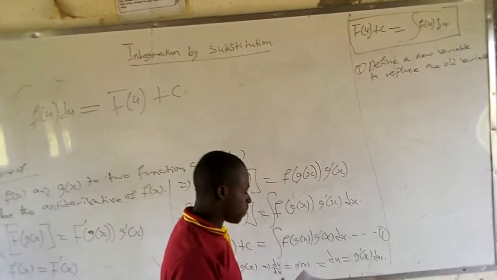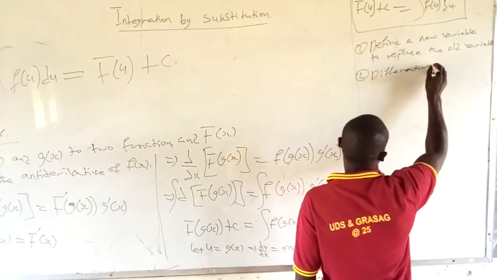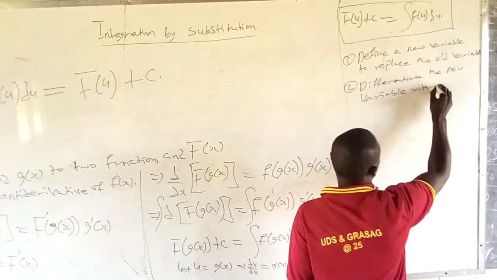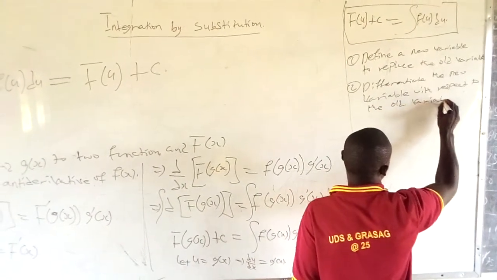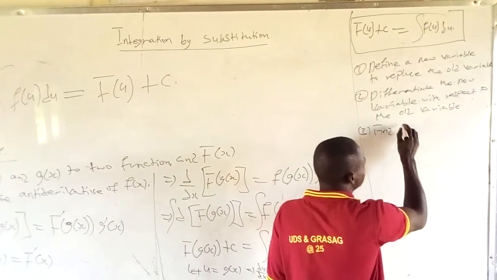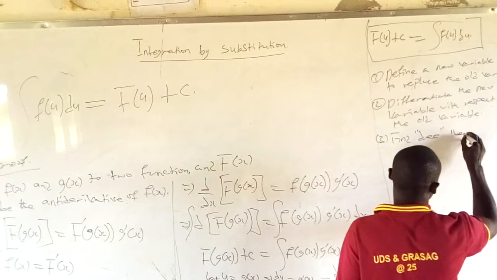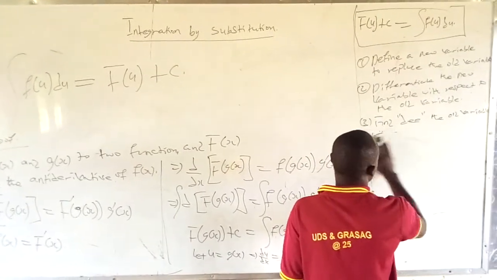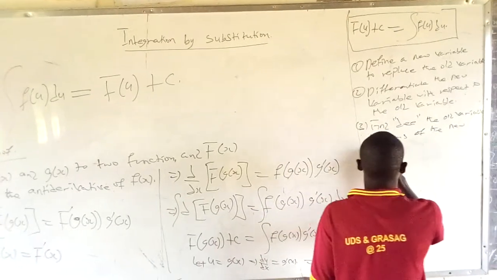Now the next step that you're supposed to do is differentiate the new variable with respect to the old variable. Now the third step is to find or make the old variable, express the old variable in terms of the new variable.